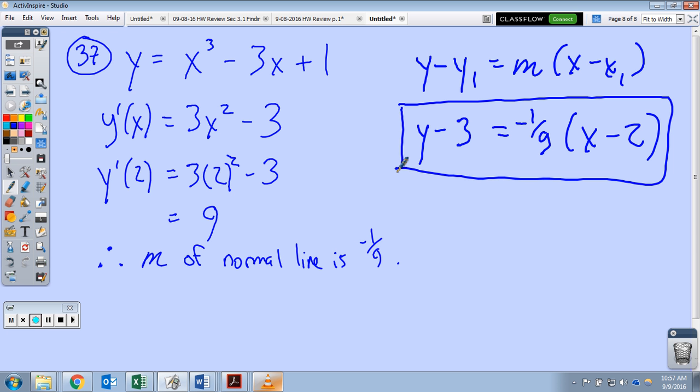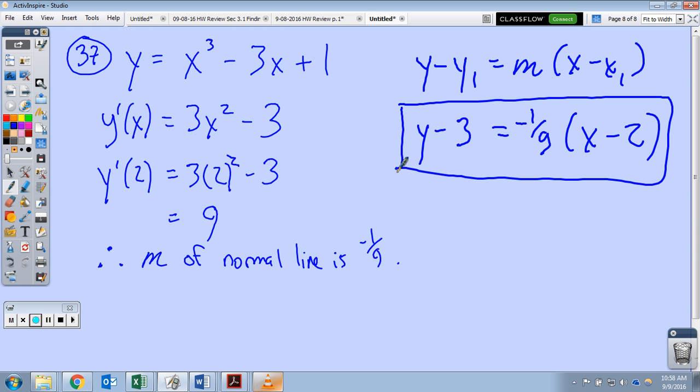You can expand it, that's fine. You can write it as y equals mx plus b, that's fine. I'm fine with you guys stopping here. If it's asked on a test, find the equation of the line, you can stop right here at point slope. You don't have to write it in y equals mx plus b format.